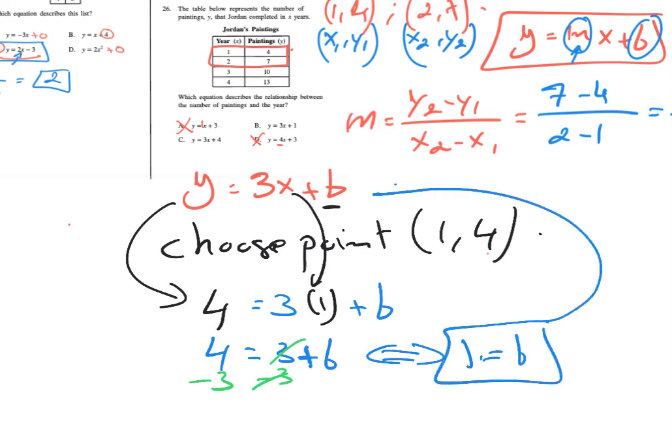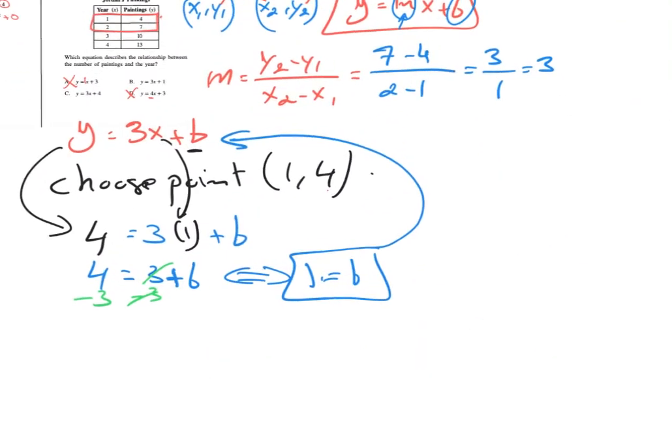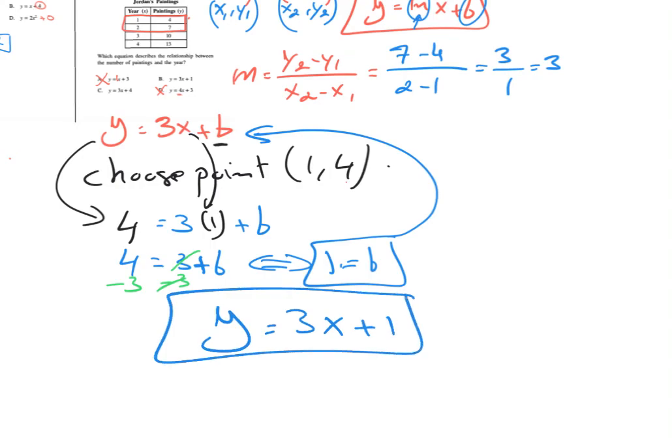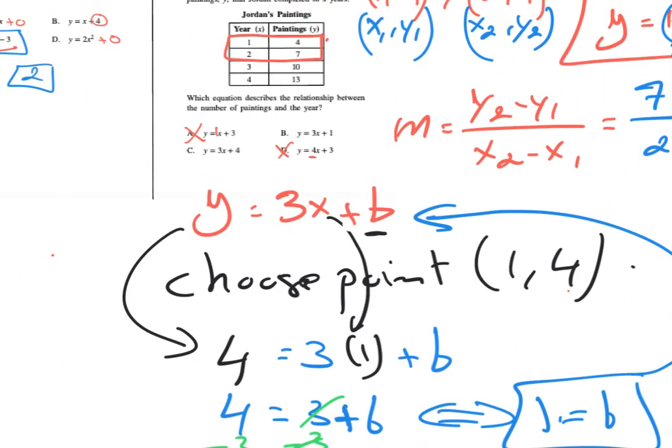So we're just going to substitute b by 1. In this case, our equation will be y equals 3x plus 1. And we can see it here, which is going to be B as the correct answer.